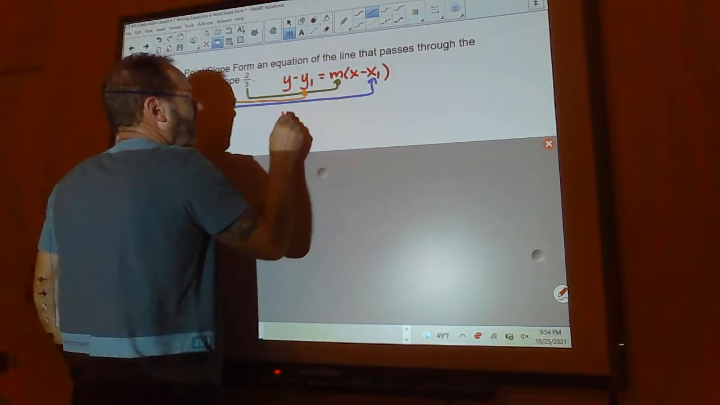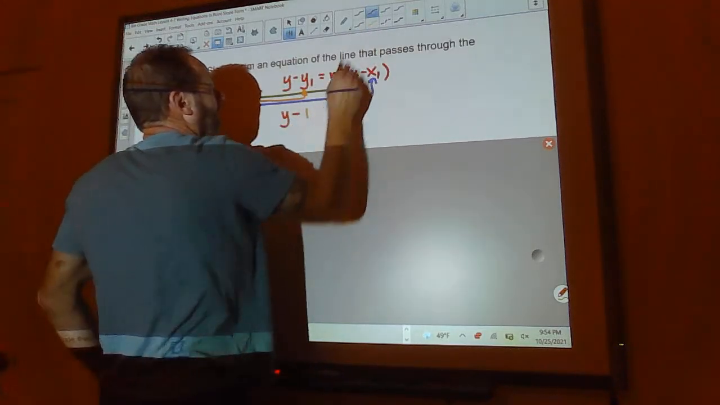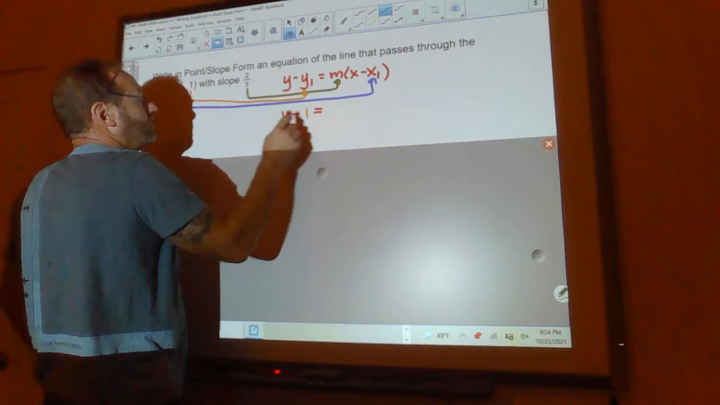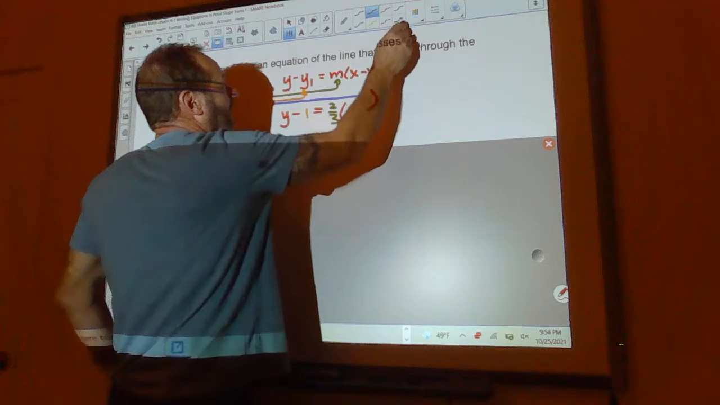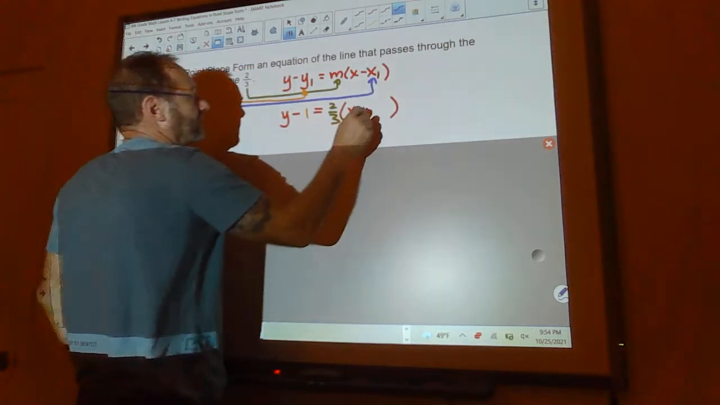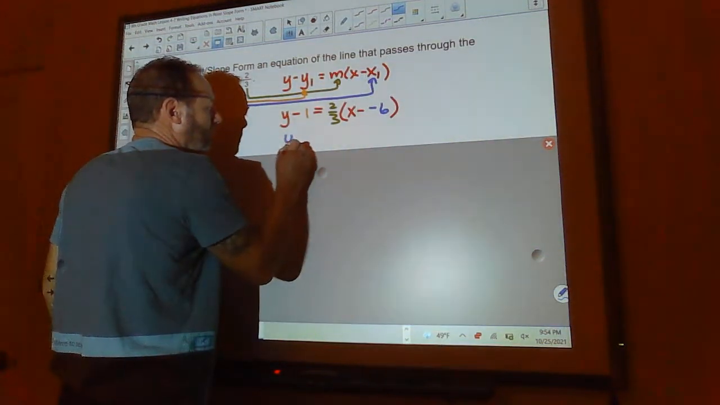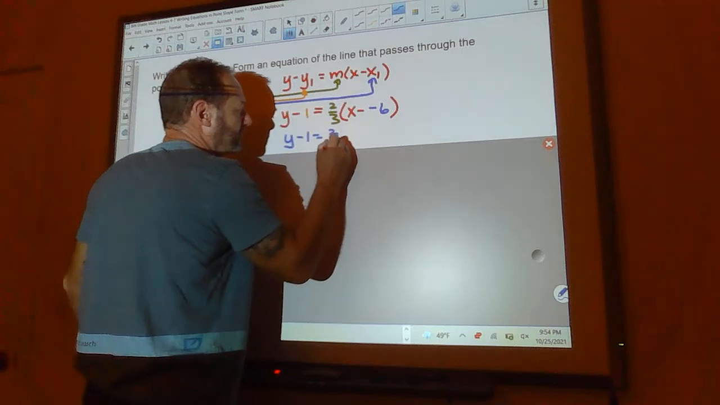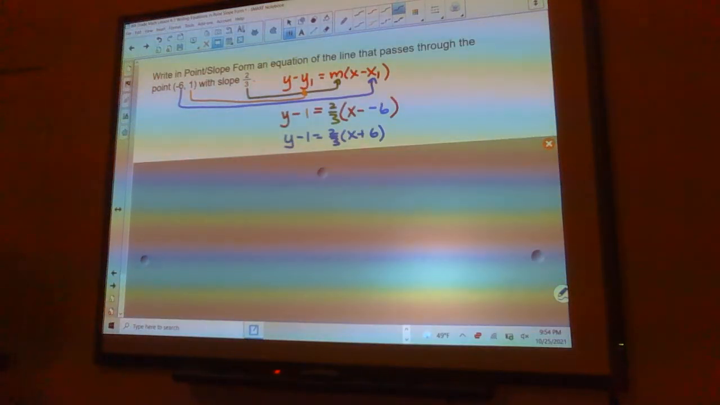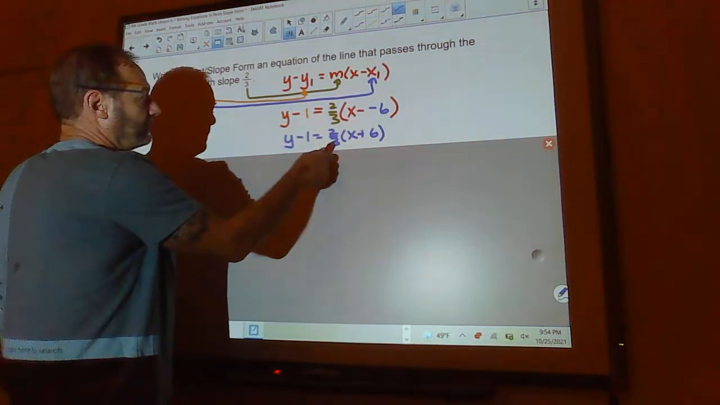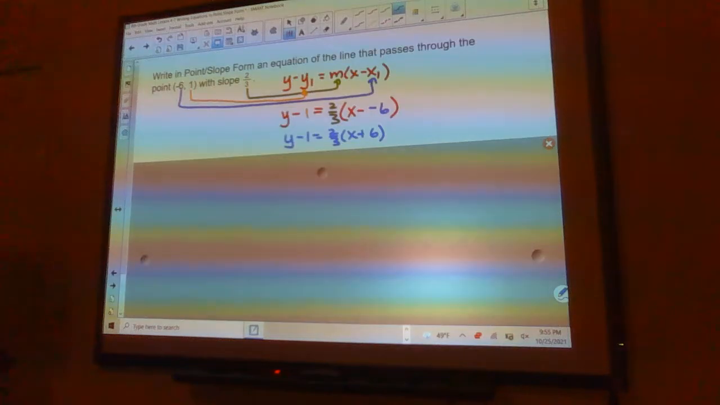So this is going to be y minus 1 equals the slope m, 2/3, times x minus the x term, which is -6. Okay, and so I can simplify this. Y minus 1 equals 2/3 times x plus 6. Okay, so when you have the equation in this form, you can look at it. Oh, there's the slope, and the point -6, +1 is on the graph.